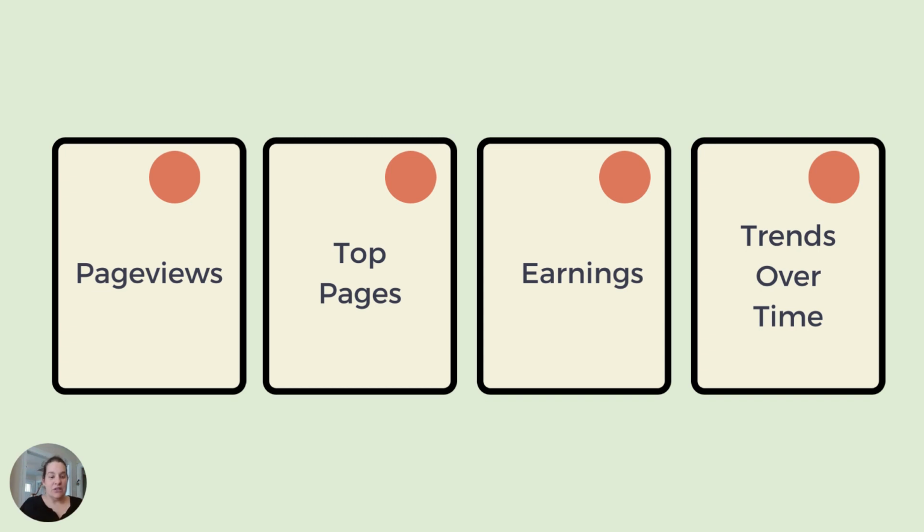Okay. So I'm going to look at page views, top pages, earnings, and trends over time. So these are the things that I look at when I'm looking at my analytics. I want to know my page views. I want to know which pages are bringing in the page views. I want to know how much money I'm making, and I want to be able to see the trends that can inform my future business decisions for the site. So I have some screenshots in here, and I have just some notes here to talk about these things.